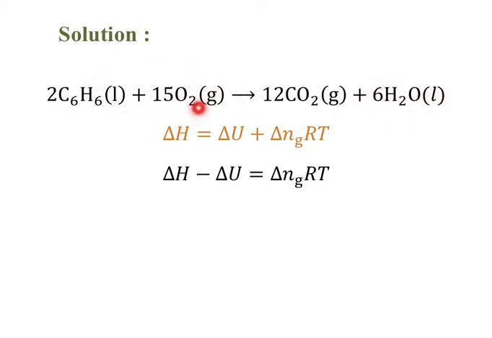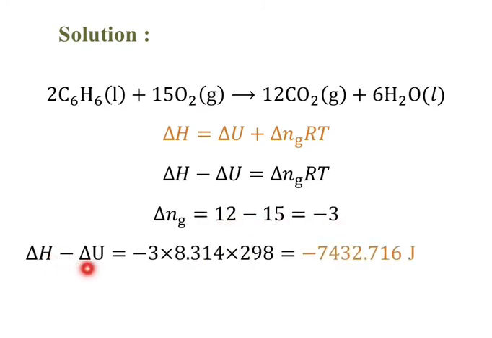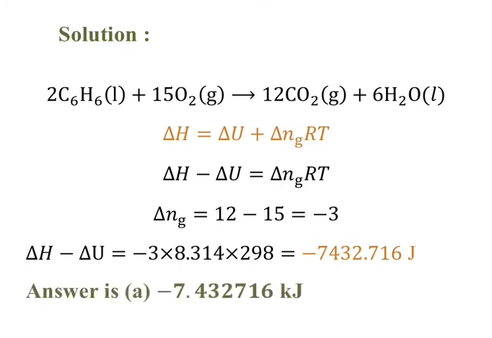We substitute all this: del H minus del U, that is the difference between the reaction energies, equals minus 3 into 8.314 into 298, equals minus 7432.716 joule. In kilojoules we write it as minus 7.4. The answer is given in kilojoules, that is minus 7.4. The correct option is option 4. You should know the R value in different units. In joule units it is 8.314; in calories it will vary, in bar it will vary, in atm it will vary, those are pressure units. So you should know all these constants.